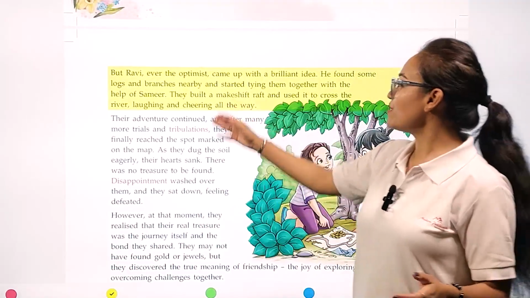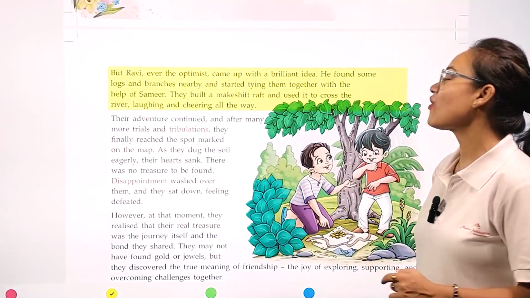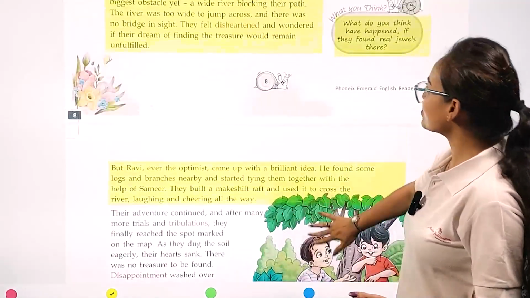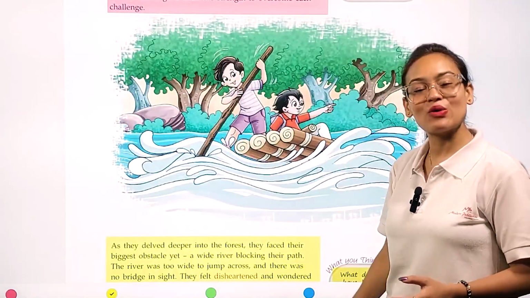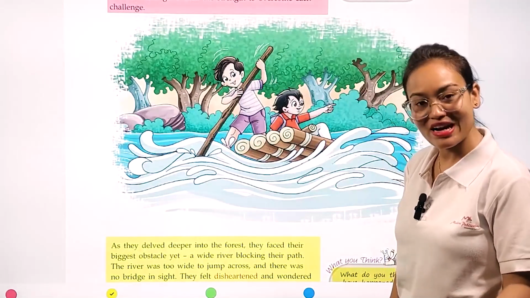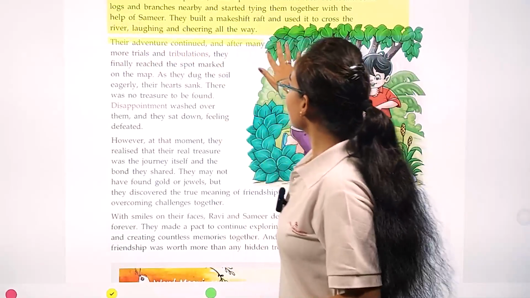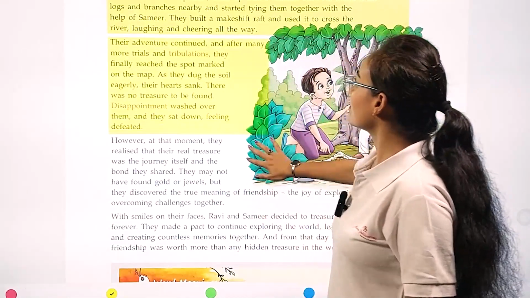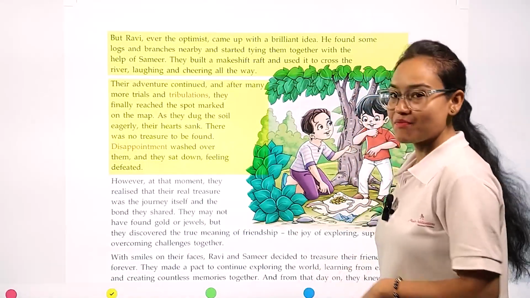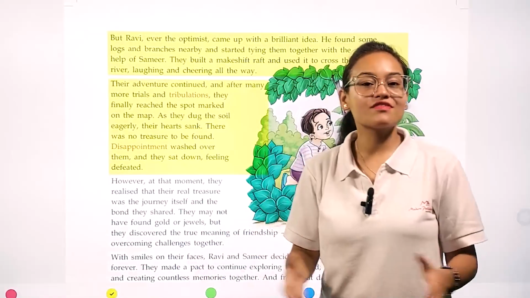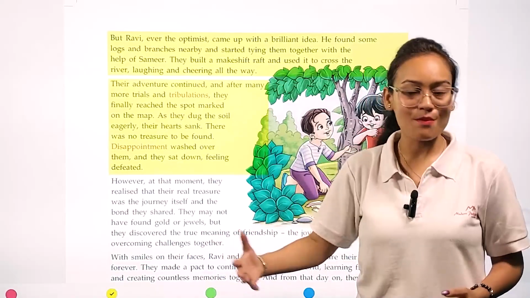They built a makeshift raft and used it to cross the river, laughing and cheering all the way. So here you can see, my dear students, after making a wooden raft, both Ravi and Samir are going to cross the biggest obstacle in their path. Their adventure continued, and after many more trials and tribulations, they finally reached the spot marked on the map. After making that wooden raft, finally Samir and Ravi reached their destination point according to the map.